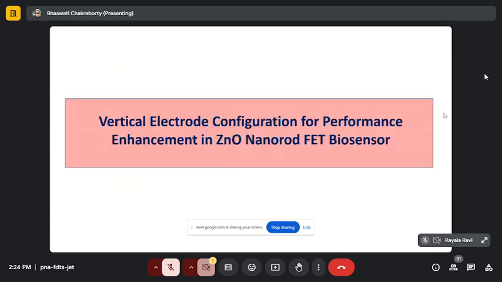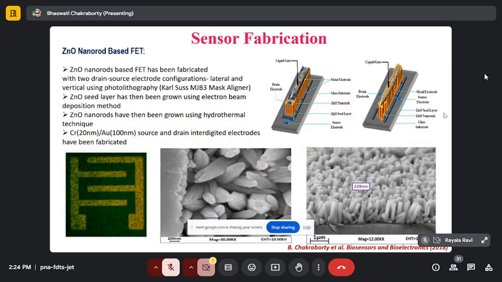Now in the next topic, I would like to discuss vertical electrode configuration for performance enhancement in zinc oxide nanorod FET biosensor. Here we have compared two electrode configurations. One is lateral electrode configuration and another one is vertical electrode configuration. For the vertical electrode configuration, the drain electrode has been deposited on top of the zinc oxide nanorods. As we can see from the image, the electrode has been deposited on top of the zinc oxide nanorods. Here we have provided some AFM and optical microscope images for the sensors.